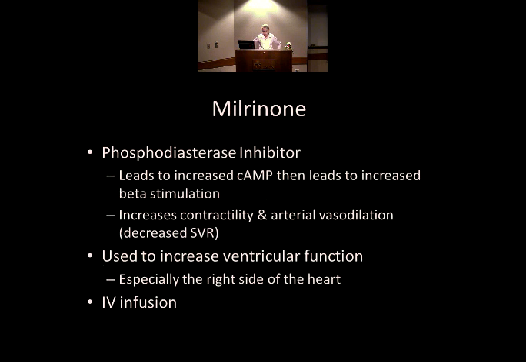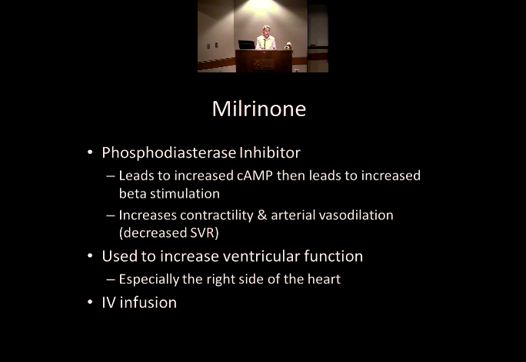So milrinone. It is a phosphodiesterase inhibitor. It leads to basically increased beta stimulation. So it's going to increase contractility of your heart through beta-1. And then it's going to cause arterial vasodilation. So it's going to cause those pipes to open up, become wider, which is going to decrease your SVR. Which is going to mean you're going to get more out of your heart with lower pressure. Occasionally that can be a bad thing. We still need you to have low pressure, but we need your heart to beat harder as well.